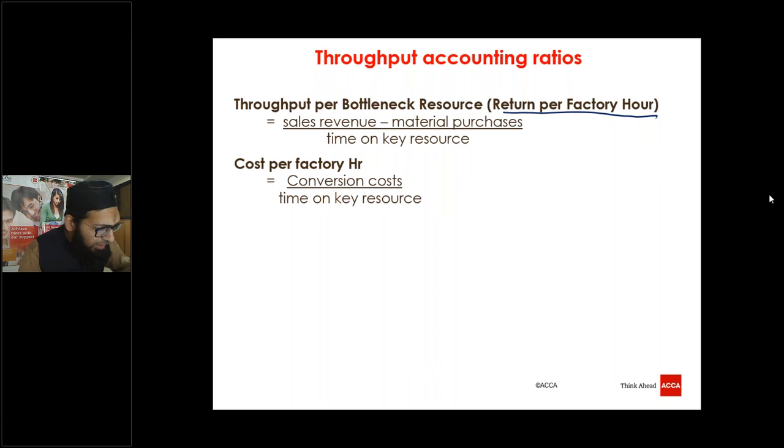Then Mustafa Shabir, a student, has asked me, what do you mean by the time on key resource? The time on key resource means the time on bottleneck. So time on key resource means the bottleneck time.